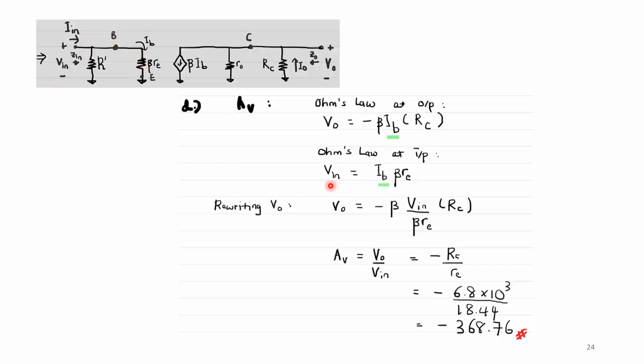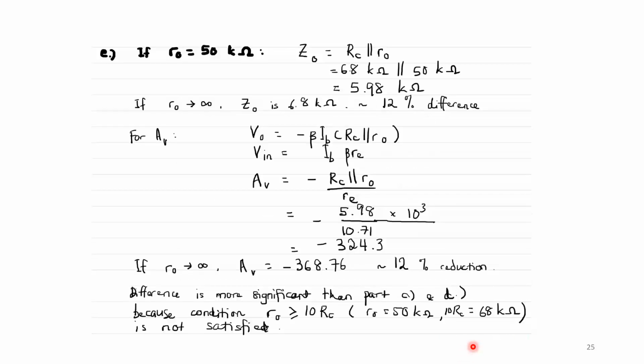So I can replace IB here so that I have an expression of V out and V in only, so that I can write V out over V in, and it's going to be equal to negative RC over the small signal model parameter re, which is going to be negative 368.76. And doing the last part of the question, if R out is equal to 50 kilo ohms, Z out will now have to consider 50 kilo ohms, which is going to be 5.98 kilo ohms as an equivalent resistance of RC and R out.